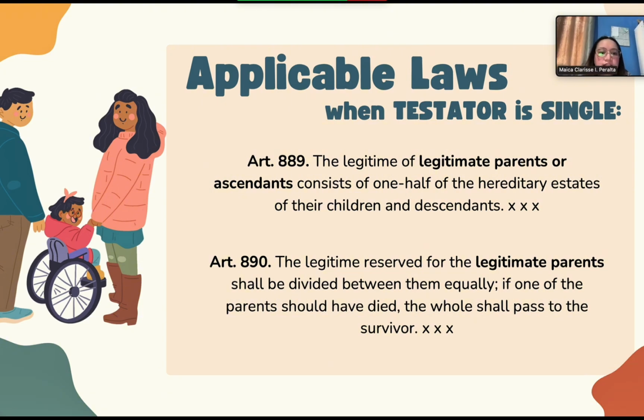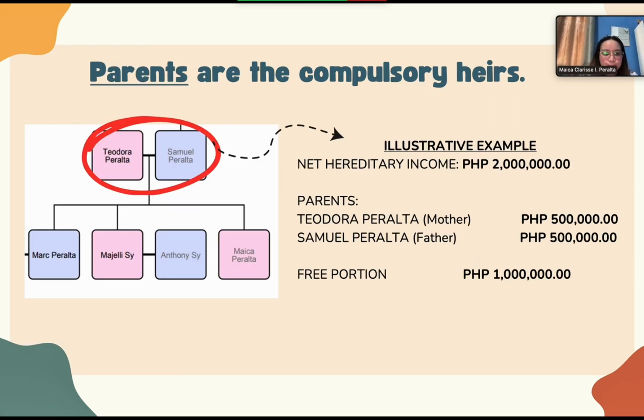Article 889 provides that the legitime of legitimate parents or ascendants consists of one half of the hereditary estates of their children and descendants. Article 890 provides that the legitime reserved for the legitimate parents shall be divided between them equally. If one of the parents should have died, the whole shall pass to the survivor. To illustrate, if I am the testator, my parents will be the compulsory heirs.